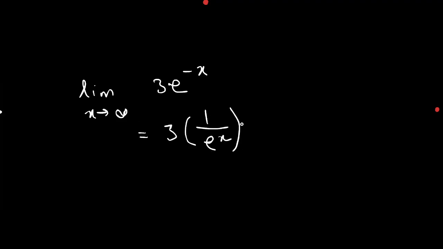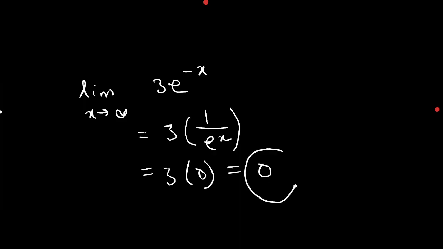Plugging in infinity over here, e to the infinity is a very big number. 1 over a very big number is 0. So this becomes 3 times 0, and our answer then just becomes 0. Nothing too crazy there either.